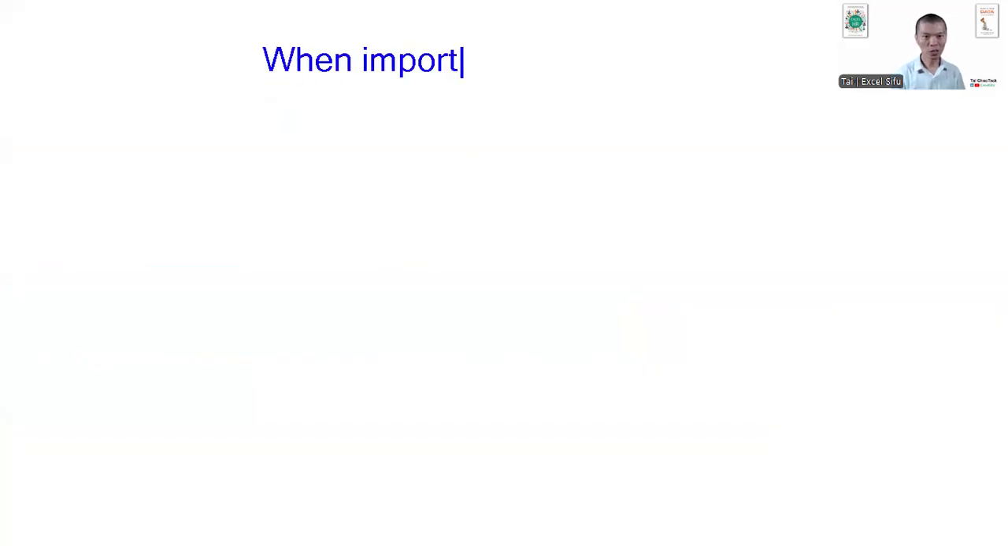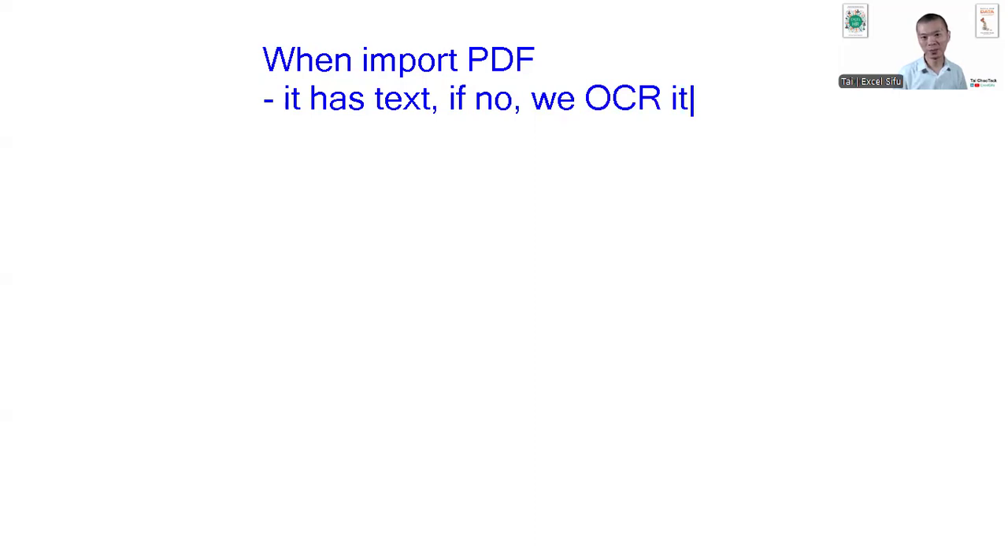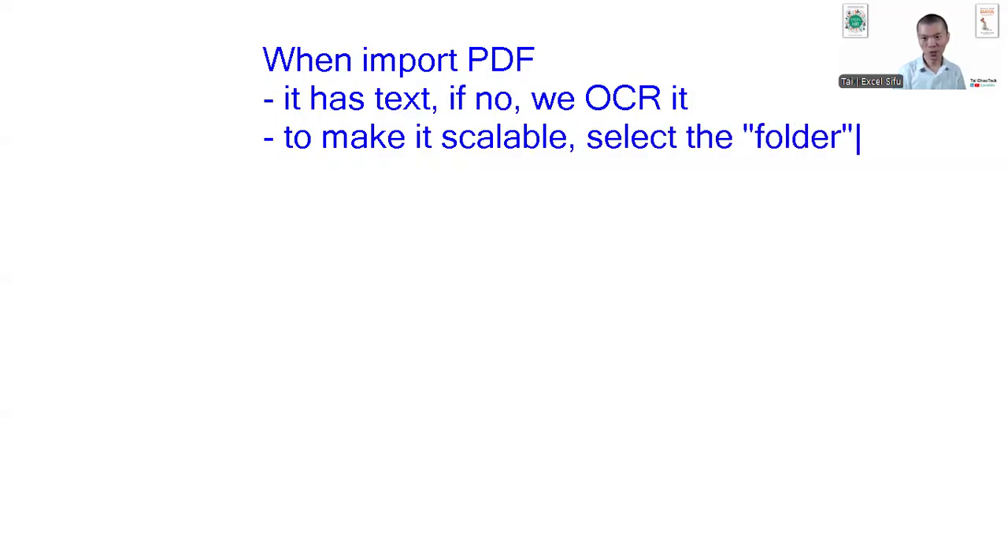When importing a PDF file, we want to make sure it has text. If not, then we OCR it. And once we have the text, to make it scalable, that means able to accommodate more things, we select the folder. So that means it will include all pages.